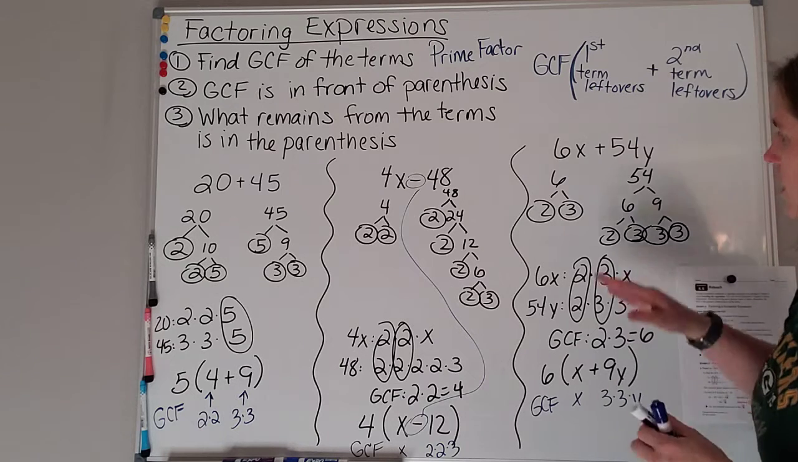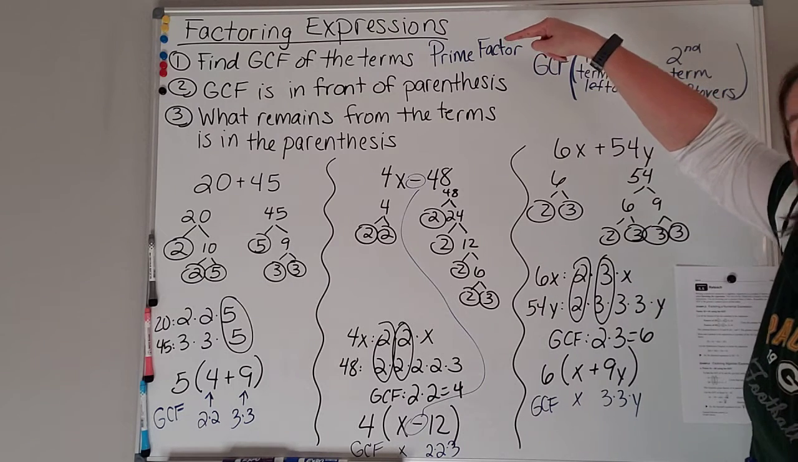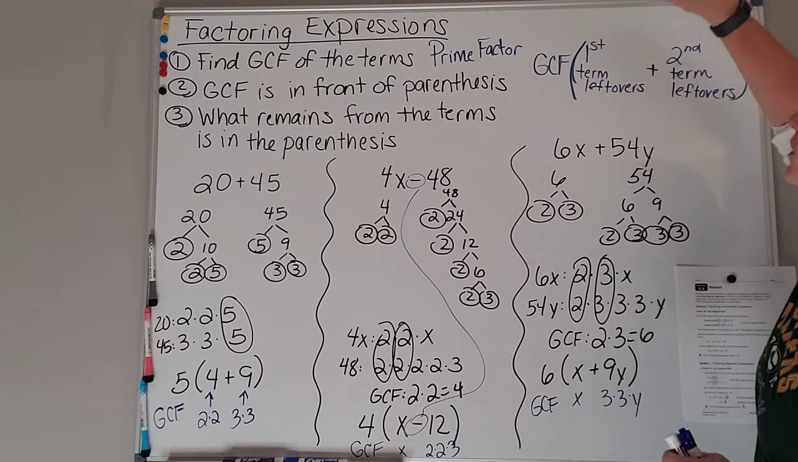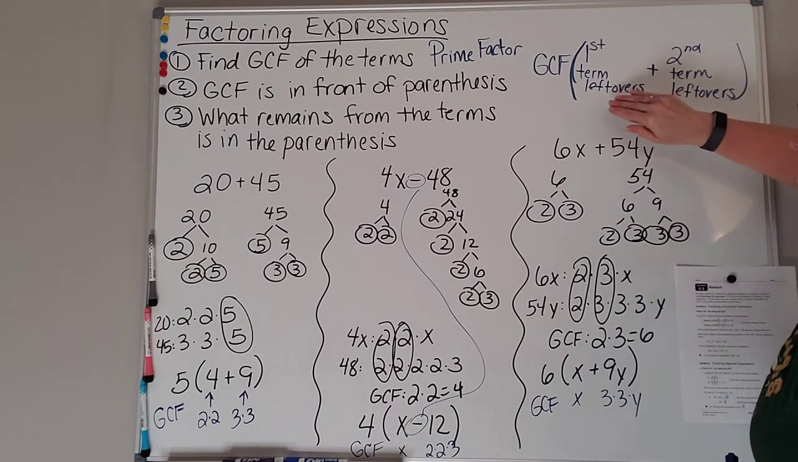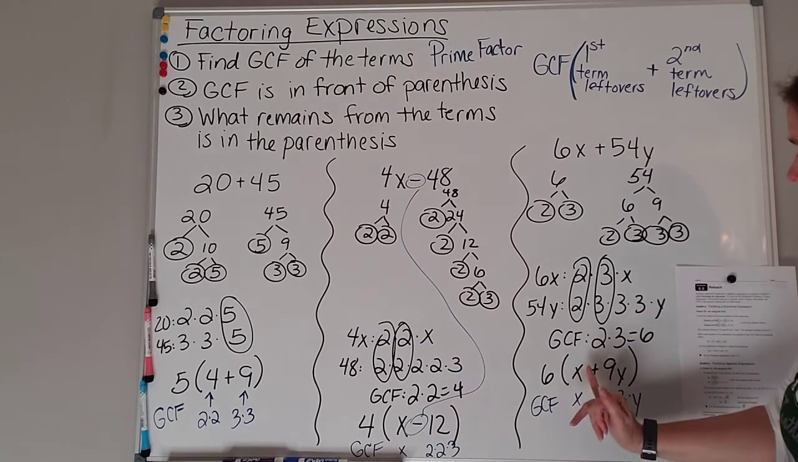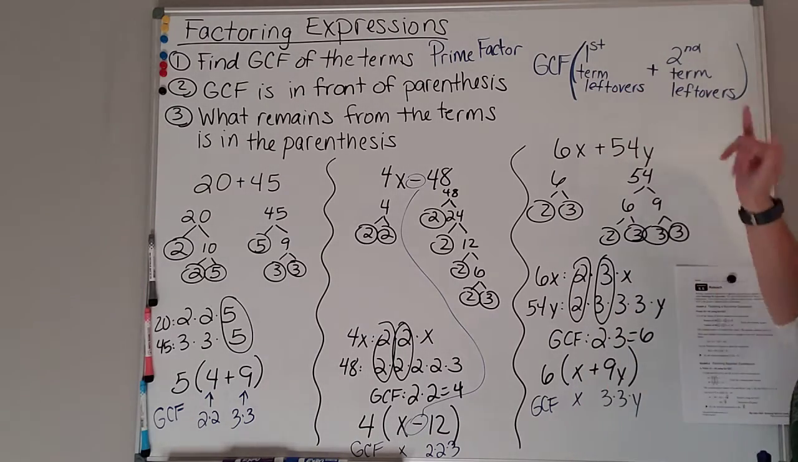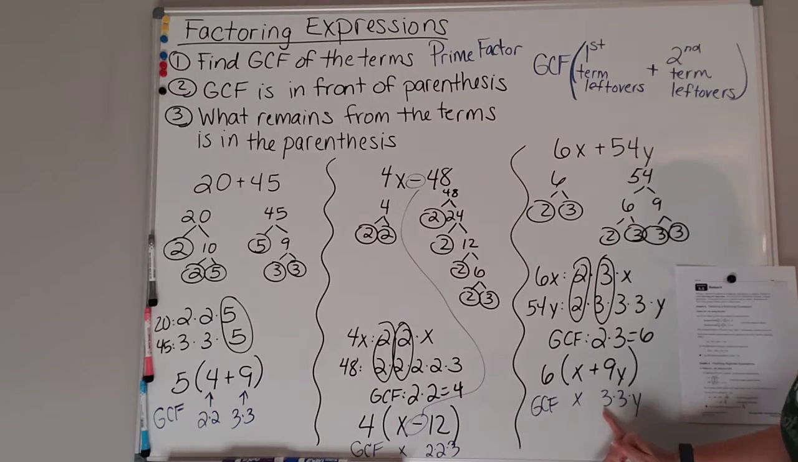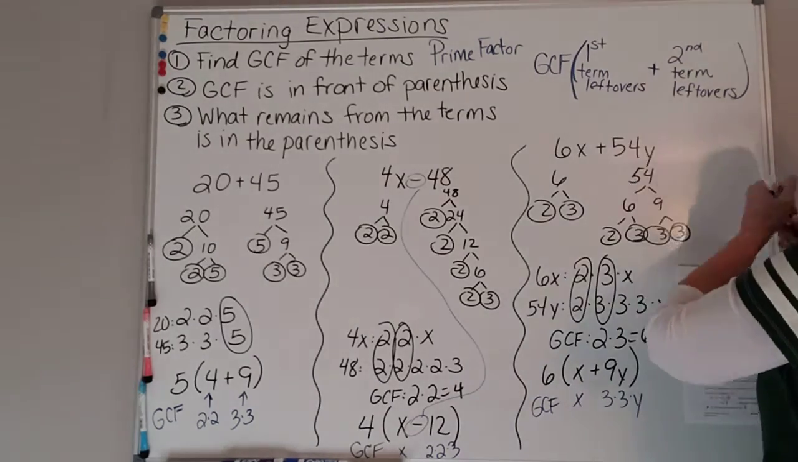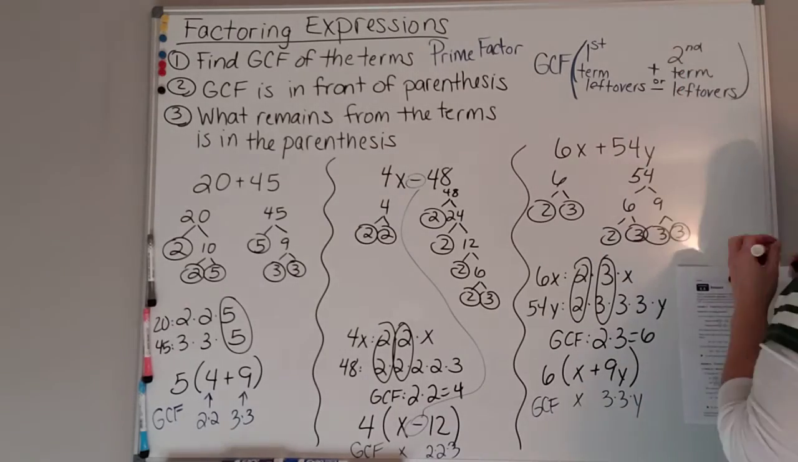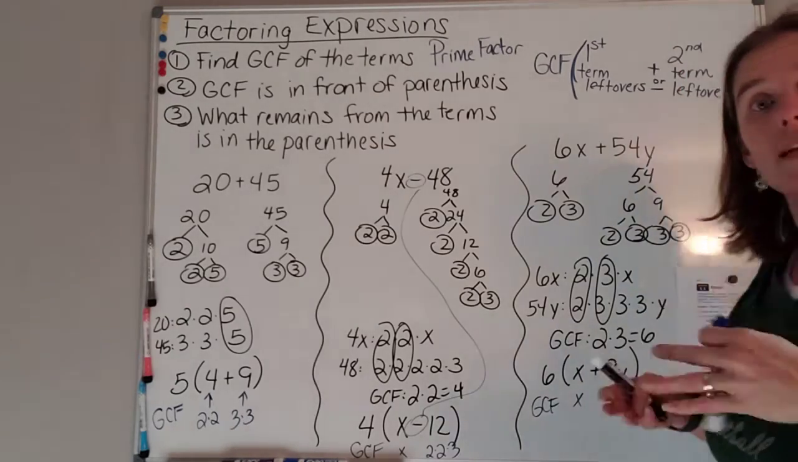So it's really, you prime factor to find the GCF of the terms. Then you put the GCF out in front of the parentheses. Then whatever's left over from the first term goes first in parentheses. Keep the sign the same. Then whatever's left from the second term is what goes there. So I could say plus, should I put or minus up there for you? Okay. Whatever the sign is, that's what you use.